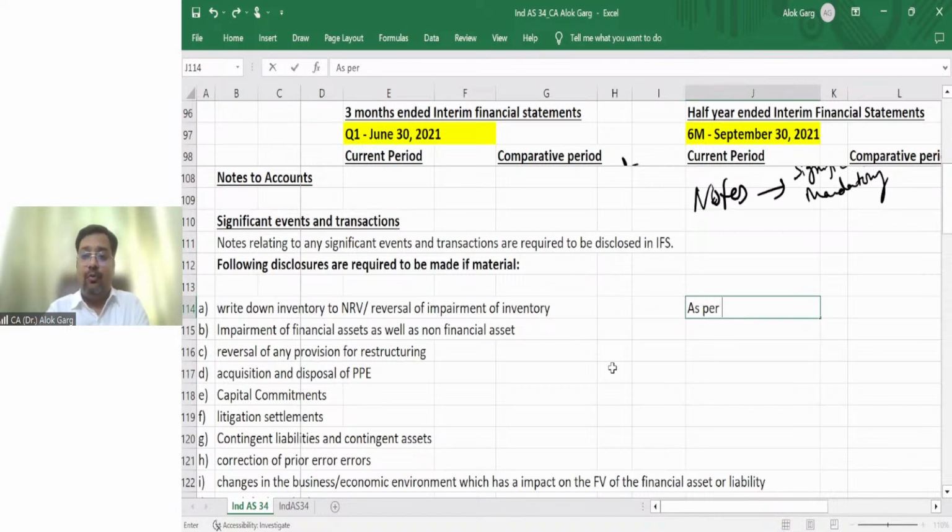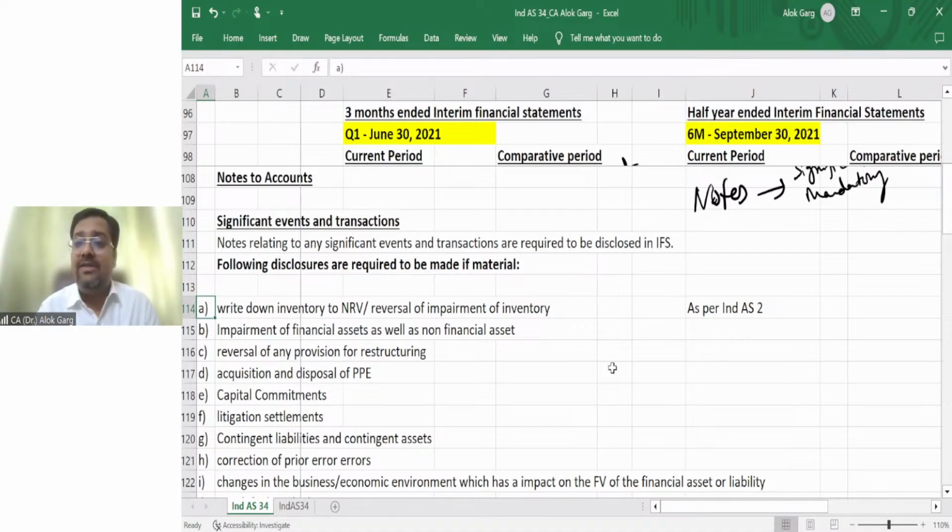Friends, this is as per Ind AS 2. When you read the Ind AS inventory standard, you will find that this was in AS 2 also, right? If the inventory value is getting written down to NRV, or in the last year you booked an impairment loss on inventory and now you are reversing the impairment loss on inventory, it is required to be disclosed if the amount is significant.